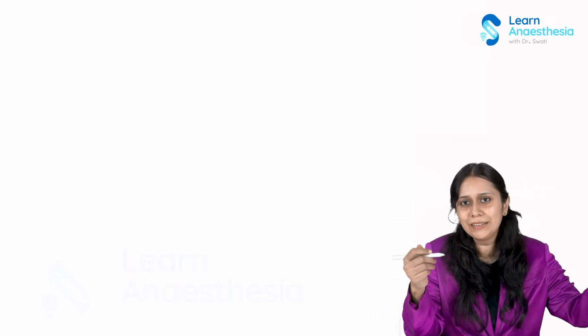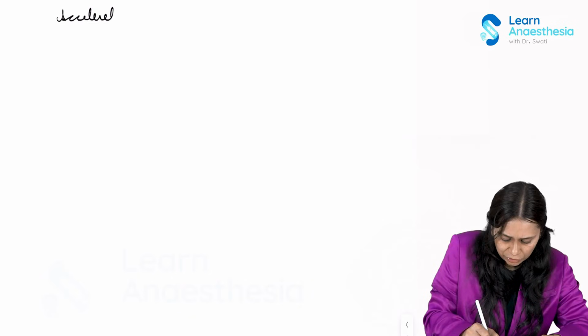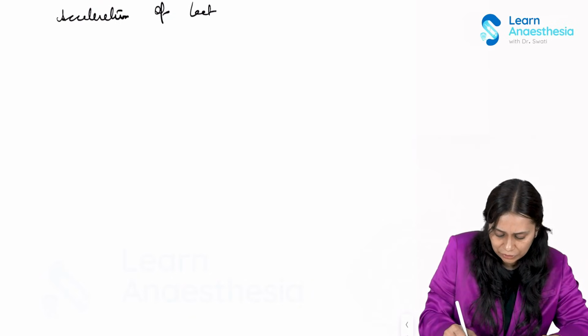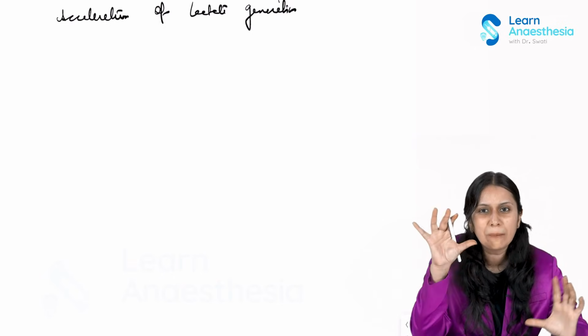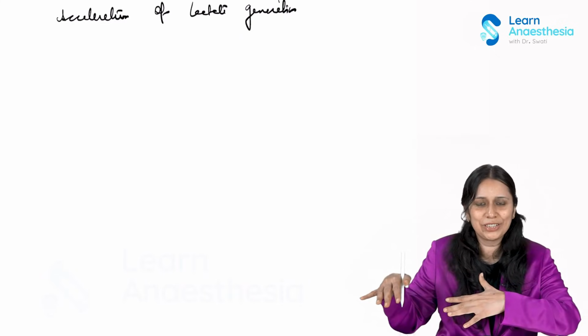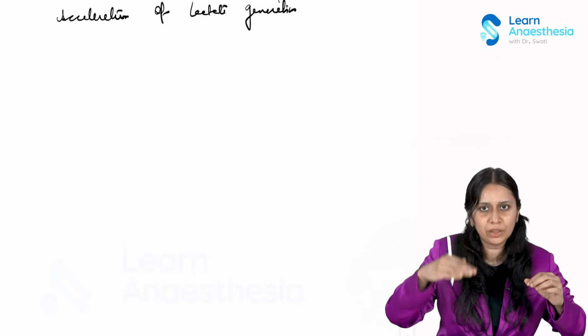Okay, now the second problem I mentioned: acceleration of the lactic acid production. It is removing the feedback mechanism. Acidosis was decreasing the lactate production. Now it is increasing the pH, and that feedback is removed, so there is acceleration of lactate generation. The acidemia, the patient's low pH, was the brake for lactate production. Now this brake is removed, and the lactate production increases.